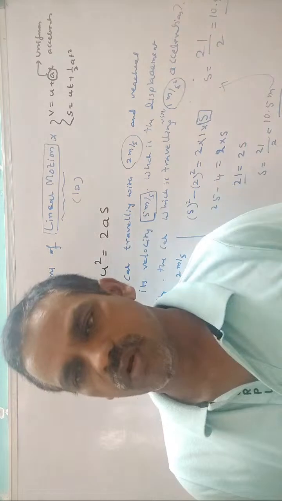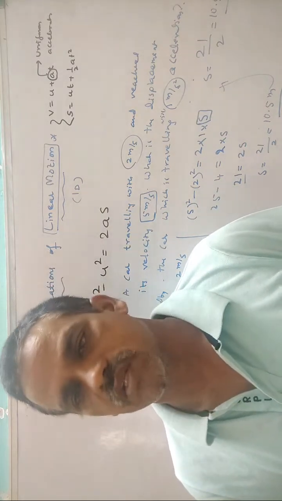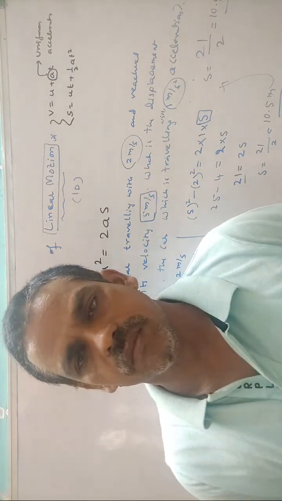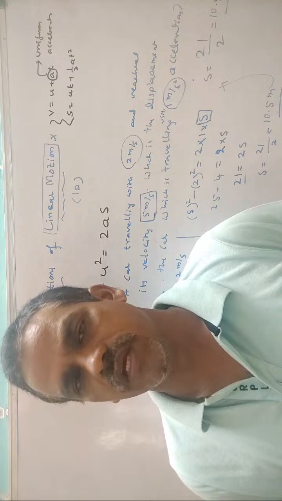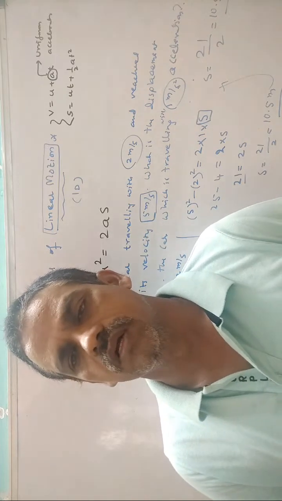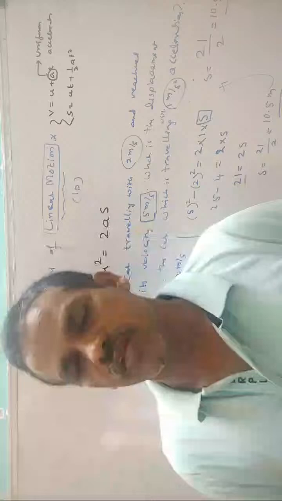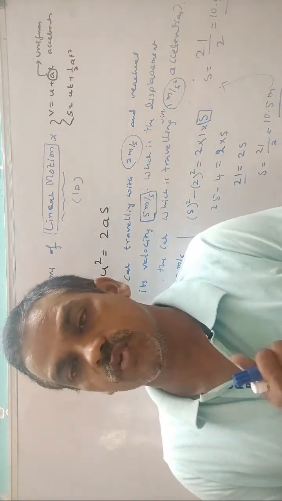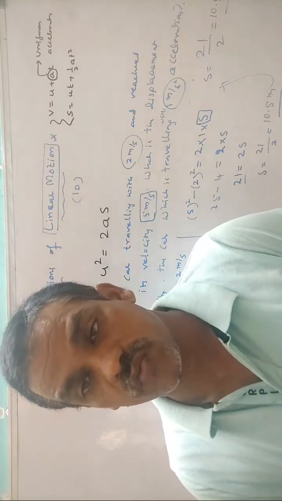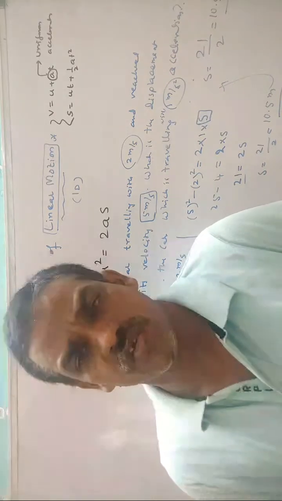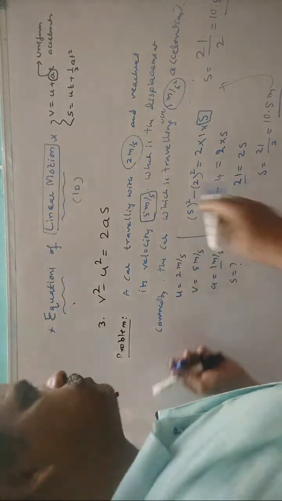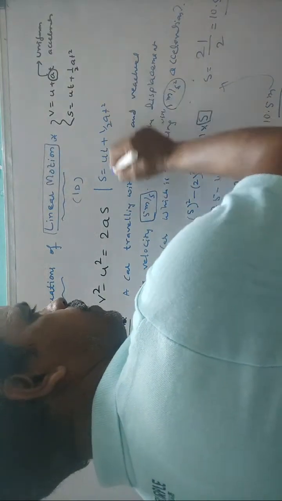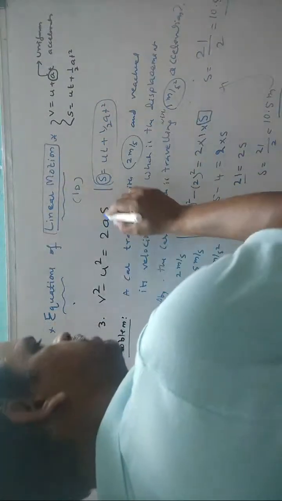See, v square minus u square equals 2as, where v is the final velocity, u is the initial velocity, a is the acceleration, and s is the displacement. So we can find the displacement covered by a linearly moving body using this equation. We can use the second equation also, s equals ut plus half at square. Why are we not using it? Here also we can find displacement.